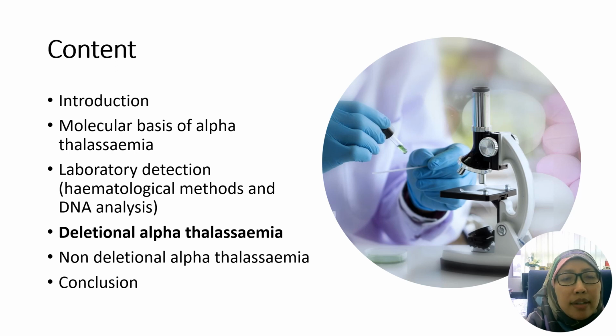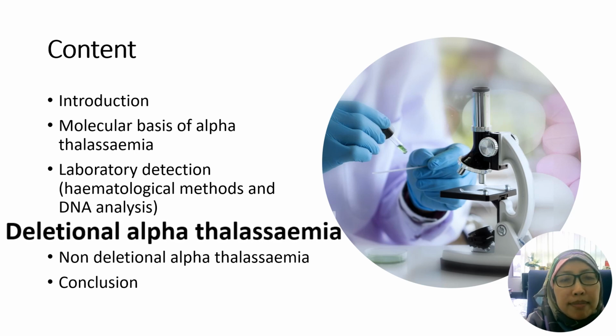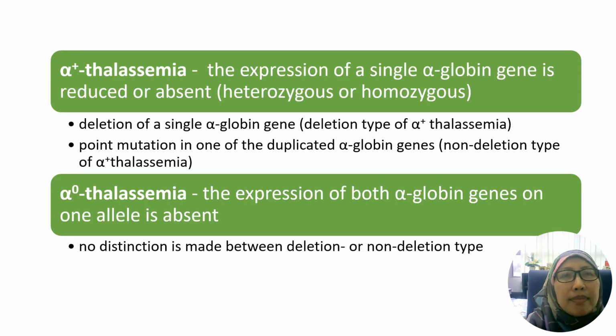Now let's learn about deletional alpha thalassemia. Let's learn about the annotation of alpha plus and alpha naught thalassemia that is used in diagnostic practice. When the expression of a single alpha gene is reduced or absent, this is annotated as alpha plus thalassemia. A patient can be heterozygous or homozygous for alpha plus thalassemia.